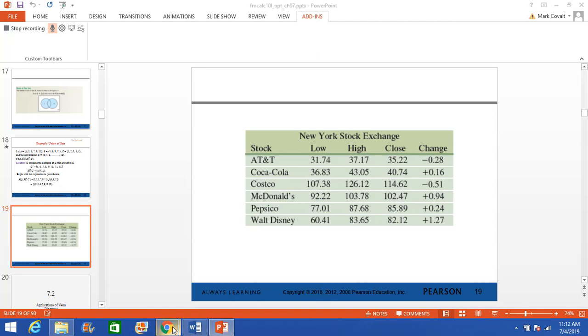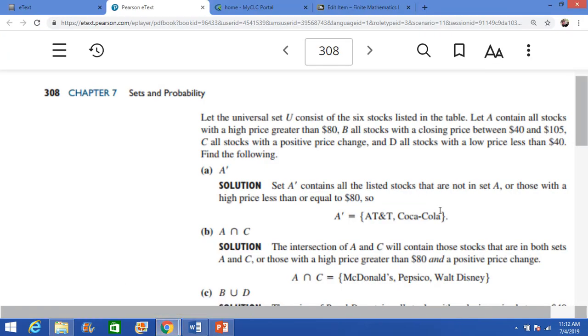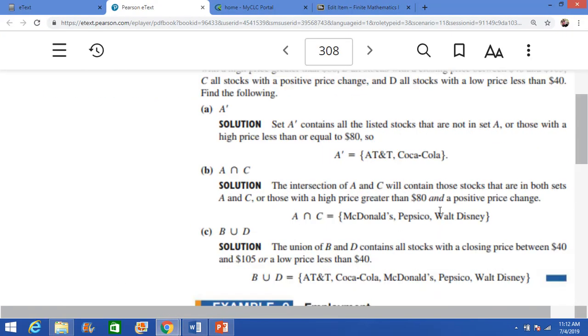Let's see if that's what we got. Right here. And there we go. The only one that didn't make it in was Costco. Okay, other than that, I think that's it.